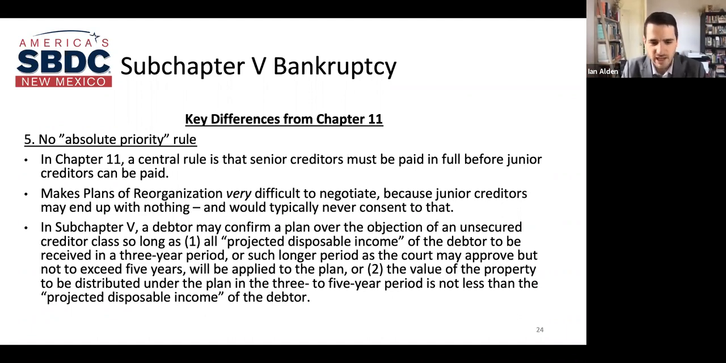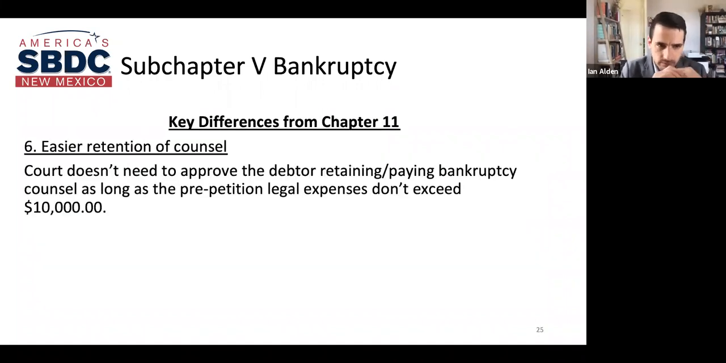But again, the key takeaway, the simplified version of this, is the entire process of managing your creditors is a lot simpler in Subchapter 5. It's easier to retain counsel. The court doesn't need to approve you retaining or paying bankruptcy counsel as long as your pre-petition legal expenses don't exceed $10,000. Counsel in Chapter 11 is very difficult to retain because, once you file Chapter 11, that counsel ceases to be your attorney typically, and it becomes attorney for the Chapter 11 bankruptcy and the bankruptcy estate itself. It creates difficulties having that counsel represent you and your personal interests as the business owner.